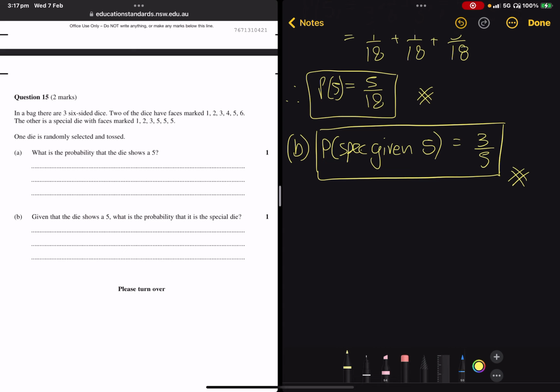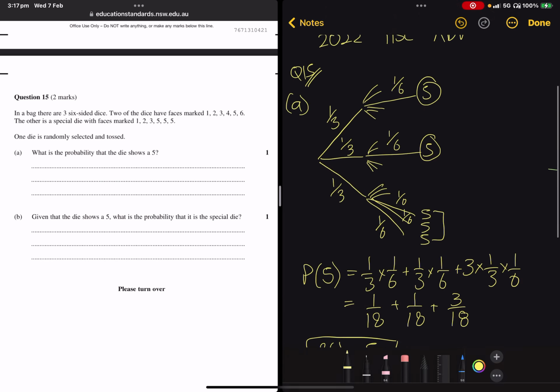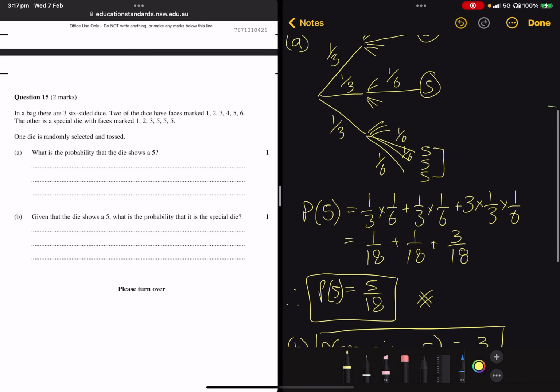If you didn't do a tree diagram and you had to think about it, you could use your union intersection formulas. You could think about special die, intersections, and so on. But because we did a tree diagram here, essentially this taught us how to think about the problem from the beginning. So this is the answer.